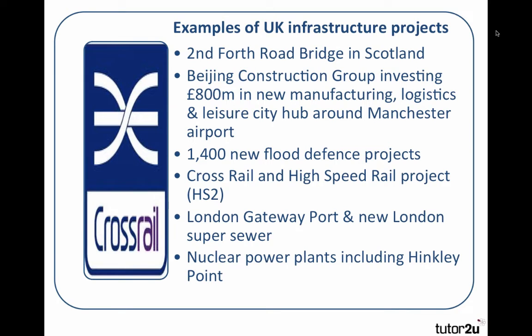Just before we move on to the accelerator, very quickly, I wanted to give you some examples of infrastructure projects. My gut instinct is that these are big topics that examiners like to test, like to bring into the discussion. There's a lot of macroeconomics that you can get stuck into with these ones. So here are some examples of current infrastructure projects, which I think have multiplier effects. The second Forth Road Bridge in Scotland, and the big investment by the Beijing Construction Group in trying to develop a new logistics, entertainment and leisure hub for Manchester in and around the airport there. These are significant projects which I think have a quite strong regional multiplier effect.